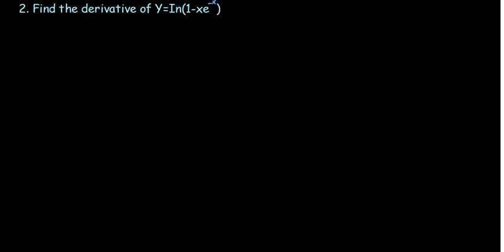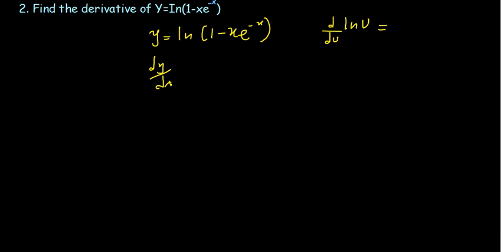Find the derivative of y is equal to natural log of 1 minus x e to the power negative x. Well, how do we get to work out the derivative of a natural log? For a natural log, if you have got natural log of u, the derivative of this one will simply be equal to the derivative of u and then divide by u itself. So we'll just find the derivative of this one and then divide by that same thing.